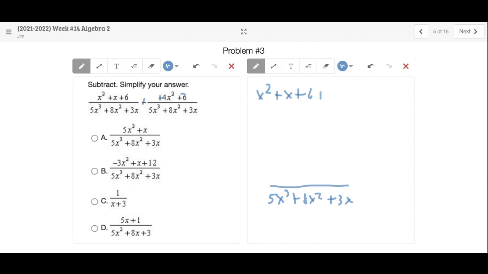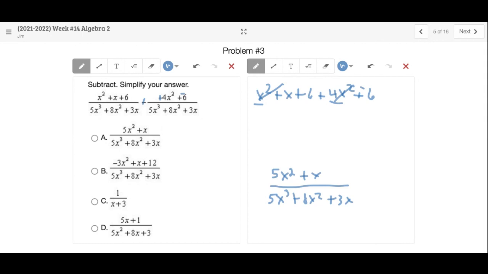So this is going to be plus 4x squared minus 6 or plus negative 6. That minus sign went to the 4x squared and it went to the 6. So now if I simplify this down on top, I end up with 5x squared plus x, and then the 6's just cross off. So that is what I'm left with.